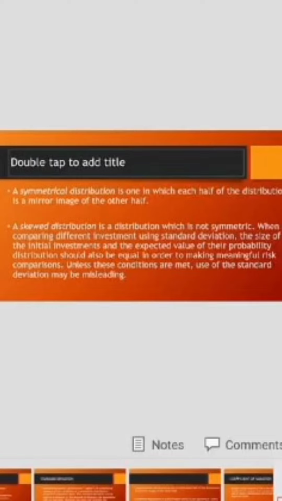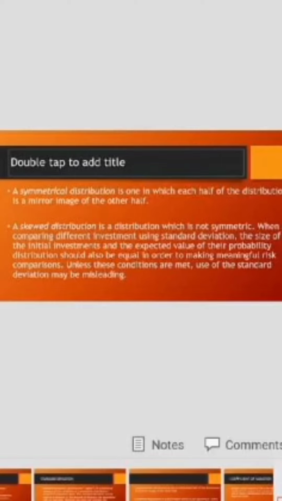A skewed distribution is a distribution which is not symmetric. When comparing different investments using standard deviation, the size of the initial investments and the expected value of their probability distributions should also be equal in order to make meaningful risk comparisons. Unless these conditions are met, use of the standard deviation may be misleading.